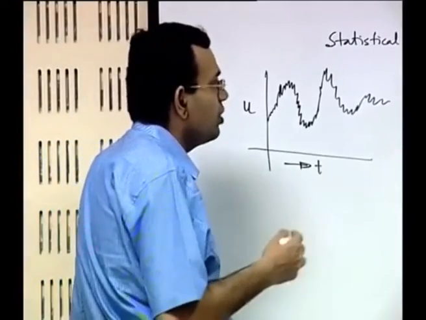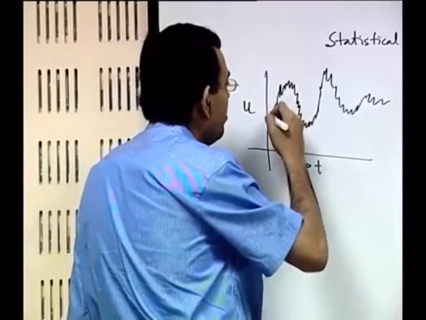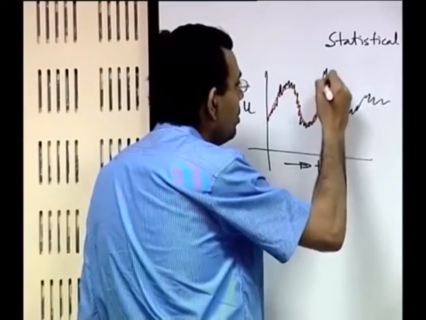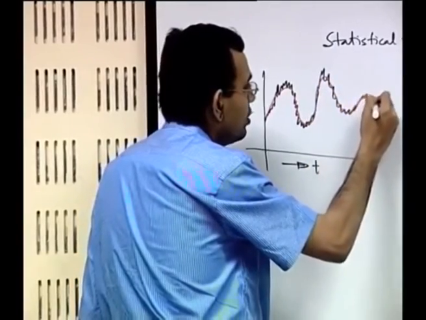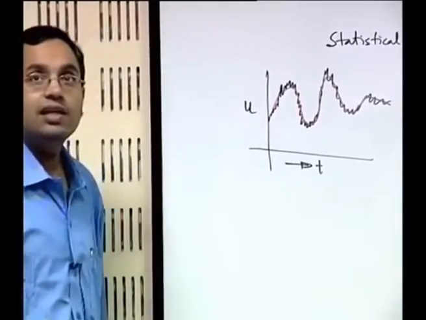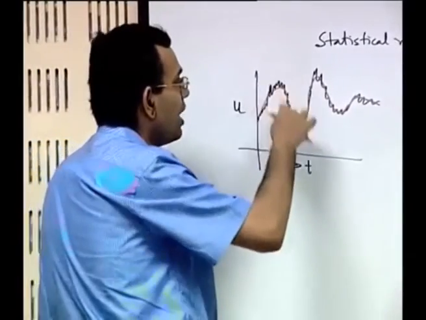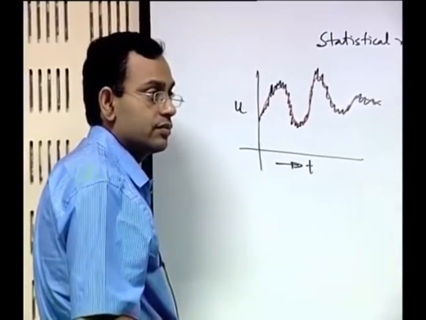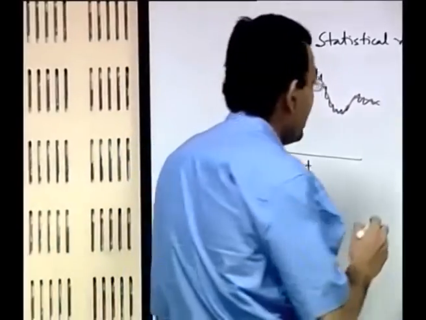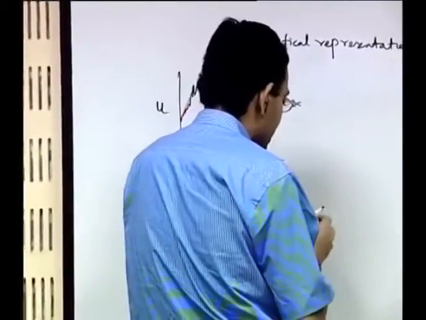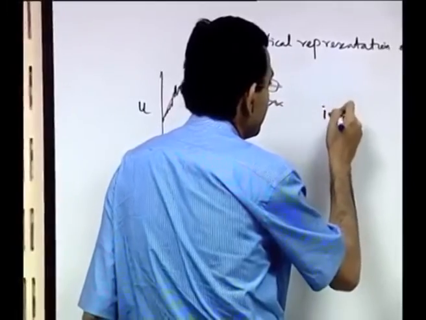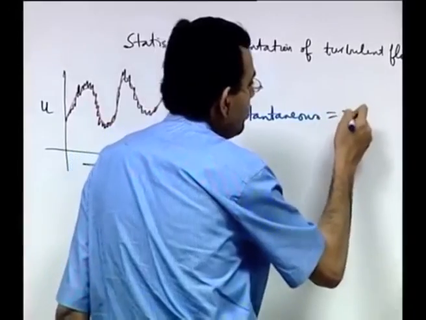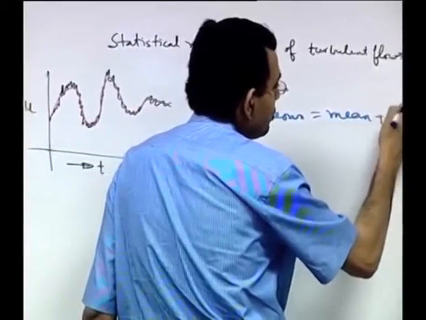Now, what you can do is, you can for the time being consider it as a superposition of a mean behavior and a fluctuation on the top of that. So, this red line, let us say, is a mean behavior, and whatever fluctuates with respect to that is a fluctuation. So, we can write that the instantaneous quantity is equal to mean plus fluctuation.